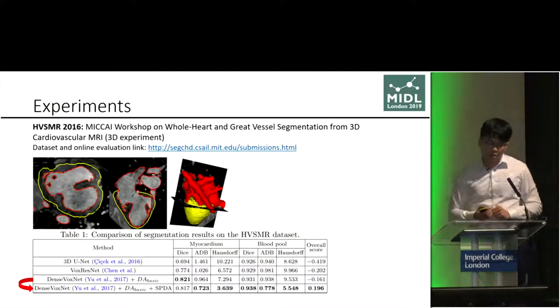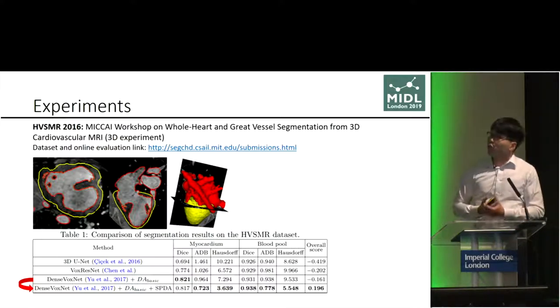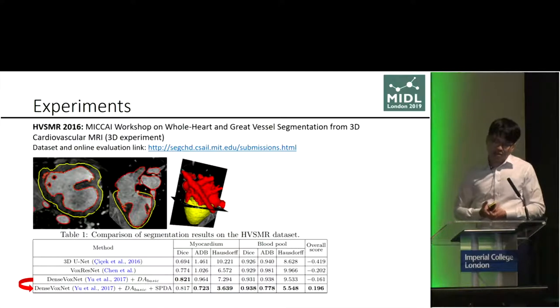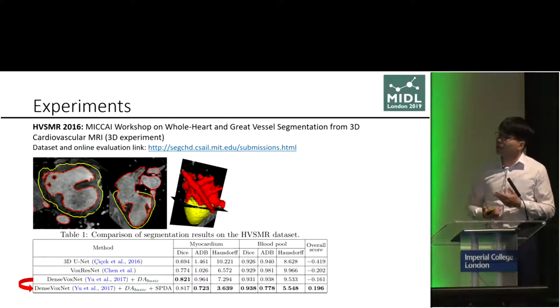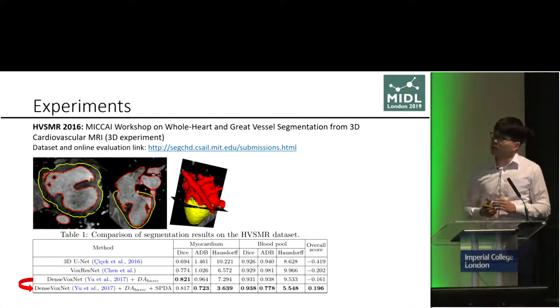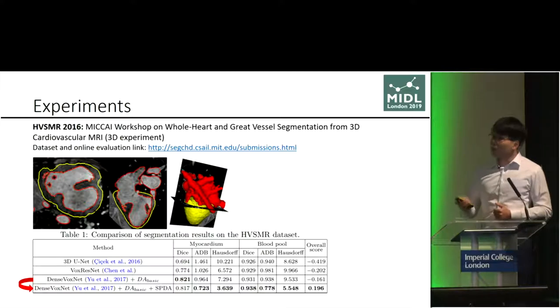So let's see some experiments. The first one is a 3D heart segmentation data set. There are two foregrounds in this data set. One is the heart, one is the great vessel. So we tested a state-of-the-art model called DenseVoxNet, and we apply DA basic. DA basic means data augmentation, the basic set, which includes random cropping, random rotation and so on. And then plus SPDA, we got quite a lot of improvement in terms of the overall score. This overall score is the higher the better, and it summarizes the three metrics in these columns, and the organizers have an equation to calculate this score. So this is one experiment.